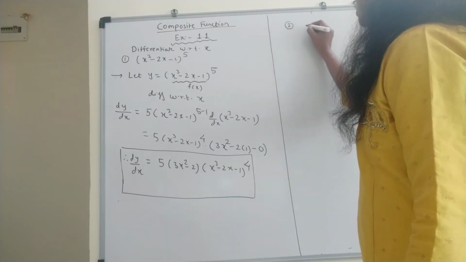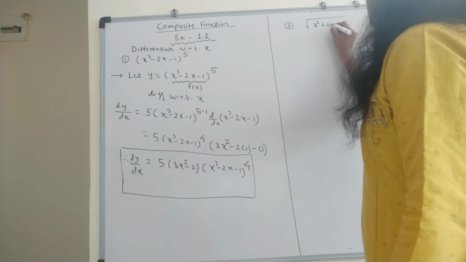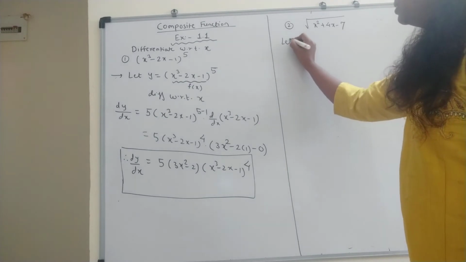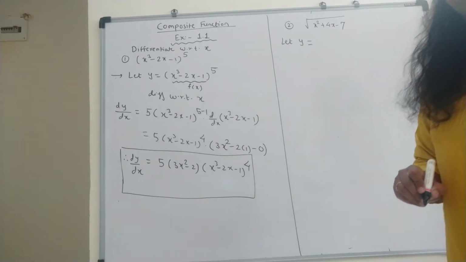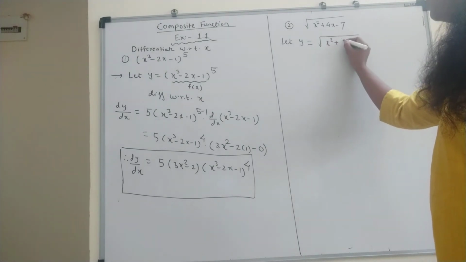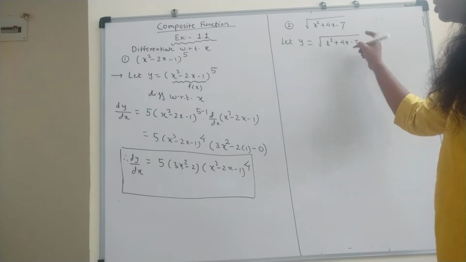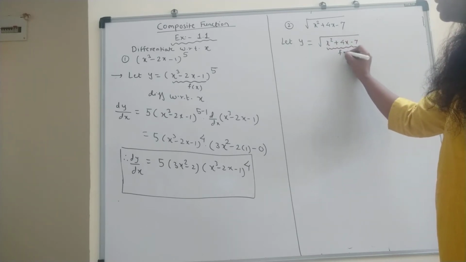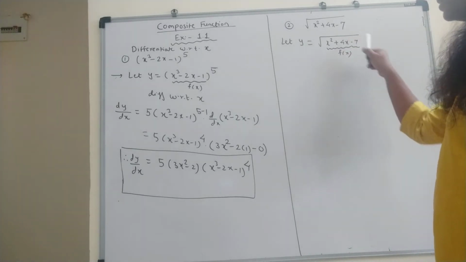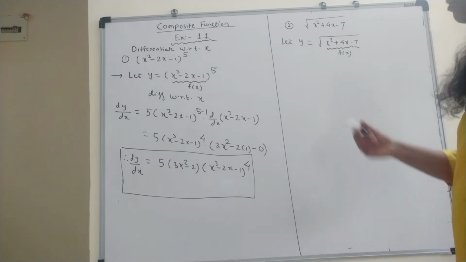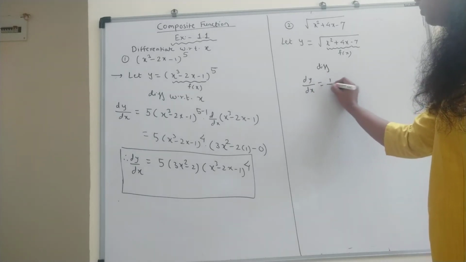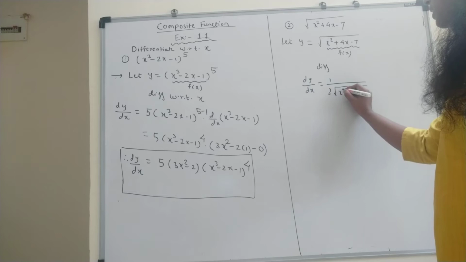Second question, suppose we consider root of x square plus 4x minus 7. Now in this case, again, we'll consider the given function is equal to y. Composite form is there. Outer function is root. The inner function we consider as fx in our mind. So the form is root of fx. Now, what is the derivative of root of fx? The derivative of root of fx is 1 upon 2 root fx into f dash x.